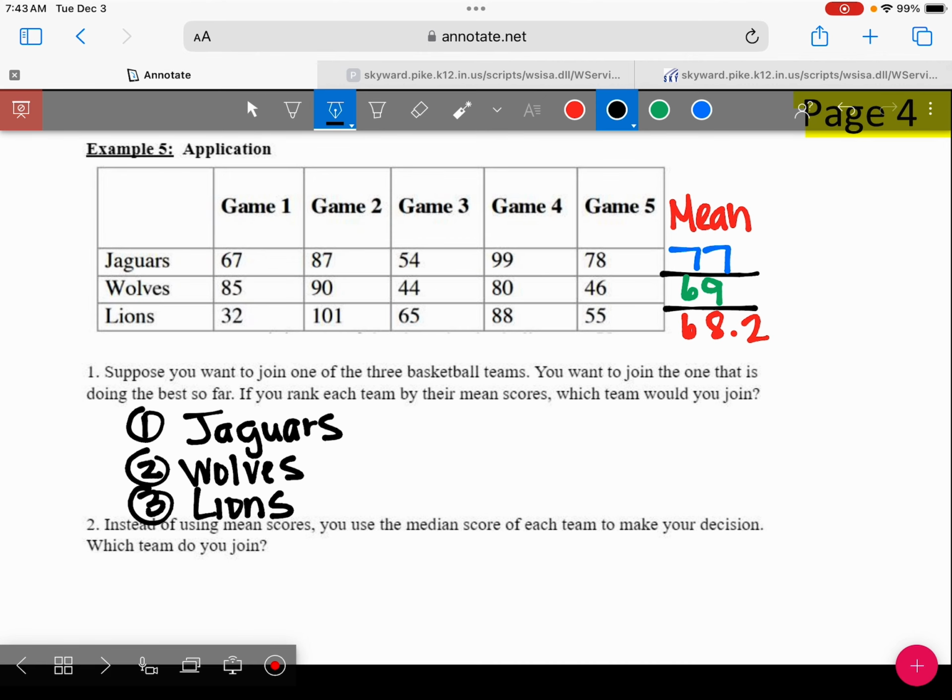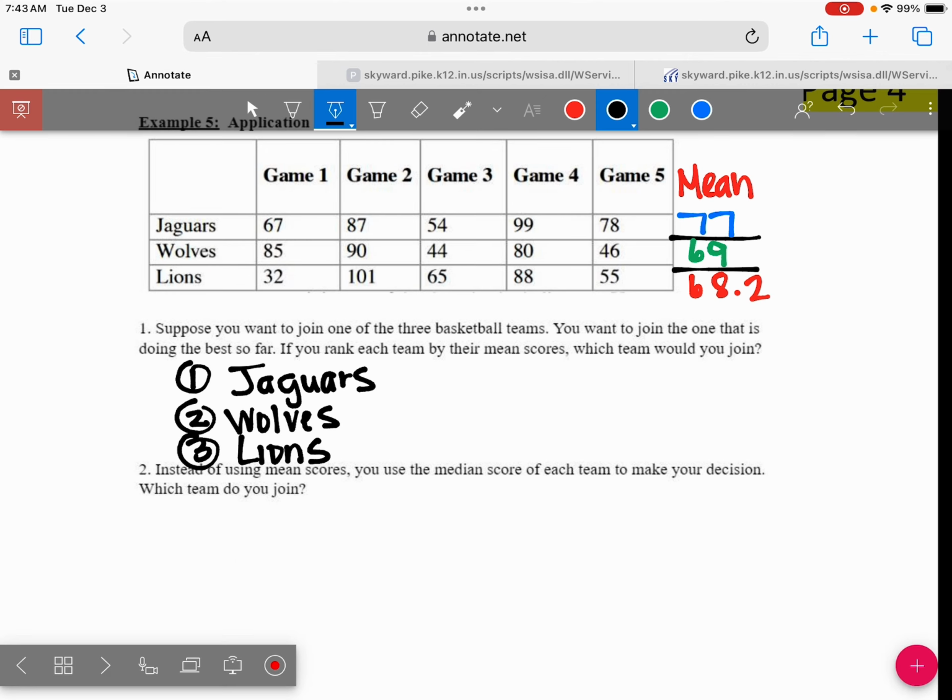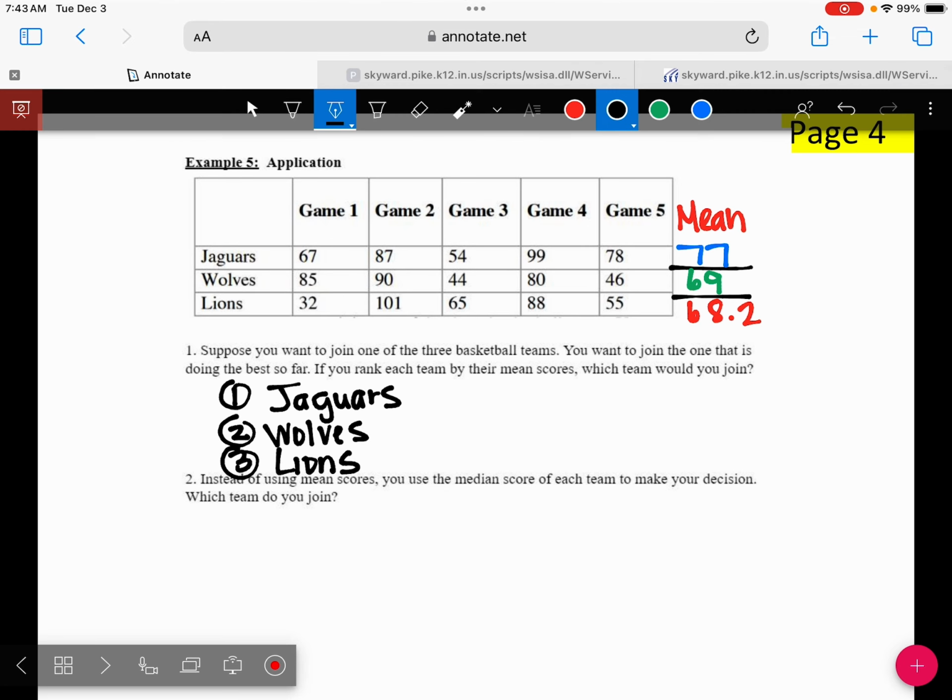So now let's do the same thing for the medians. So I want you to go ahead and find the medians of all 3 of these. So let's start off with the Jaguars. We got to put them in order now. So what was their lowest point? So the lowest score they got was game 3. So that was 54. And then after 54 was 67.